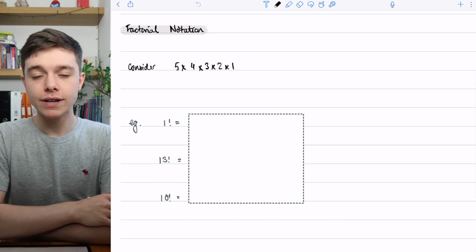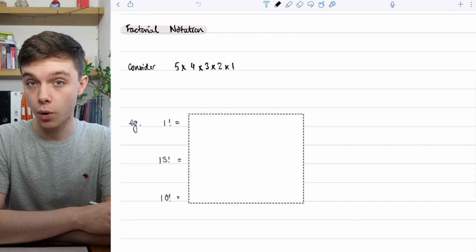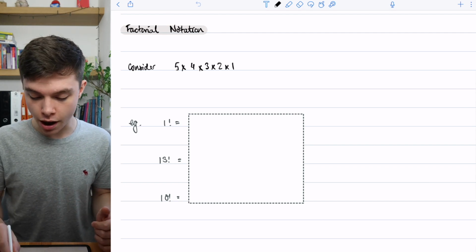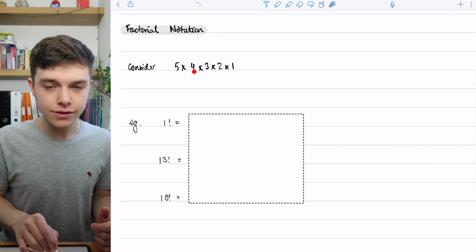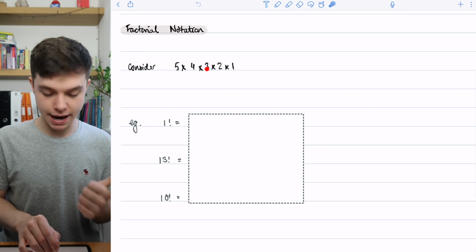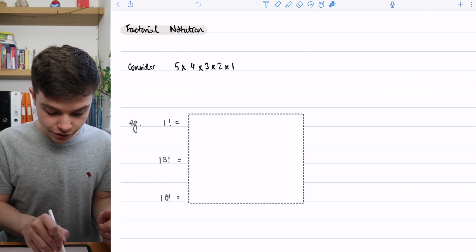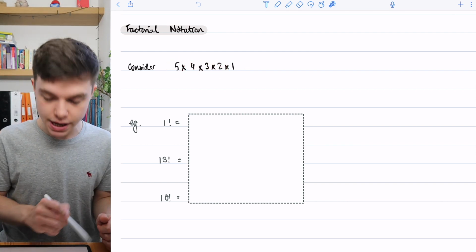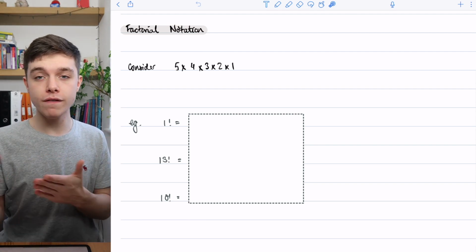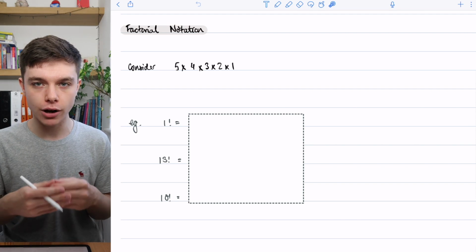So before we even introduce the notation, let's consider 5 times 4 times 3 times 2 times 1, okay? That is just 5 numbers being multiplied together. Notice though that we're starting off with 5, then the next number that we're multiplying is 1 minus the number before it. And then we've got 3, which is 1 minus the 4, multiplied with the 2, which is 1 minus the 3, and all the way down to 1. So that is the multiplication of all the numbers, including and below 5, all the way down to 1. And we're multiplying all those together.